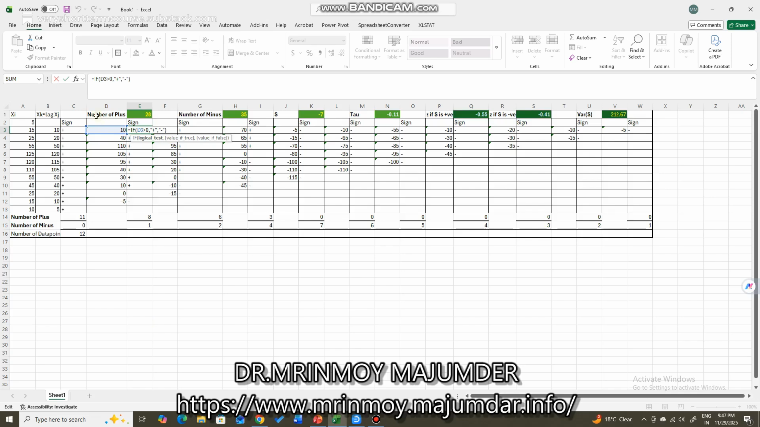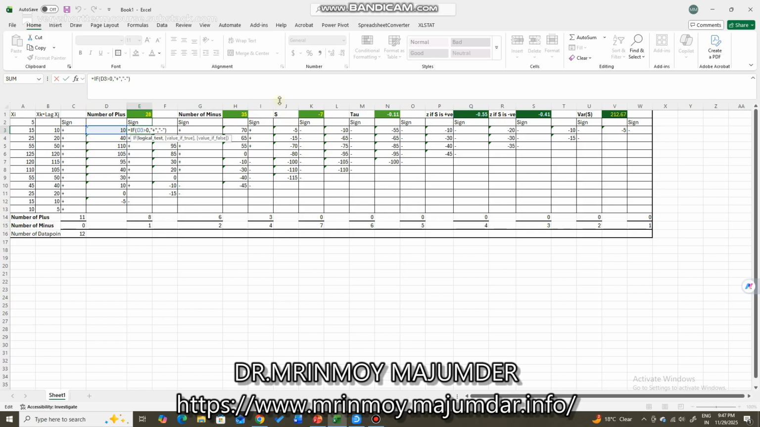Then here you see I have counted all the pluses: 11 plus 8 plus 6 plus 3. That means it comes to 19, plus 6 is 25, plus 3 is 28. So here I have written 28. Number of minuses, same manner: 1 plus 2 plus 4 plus 7, then plus 6 plus 5 plus 4 plus 3 plus 2 plus 1. So 35. Then I have found out the value of S.